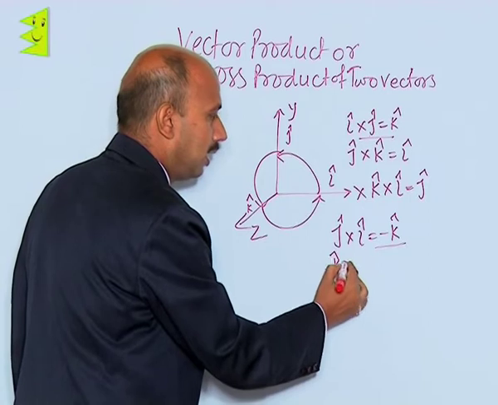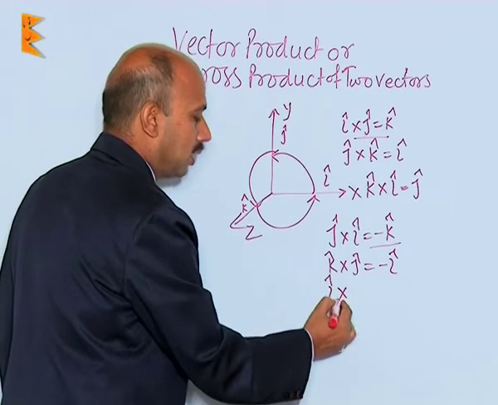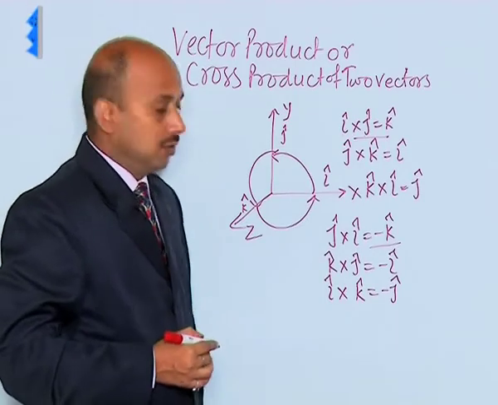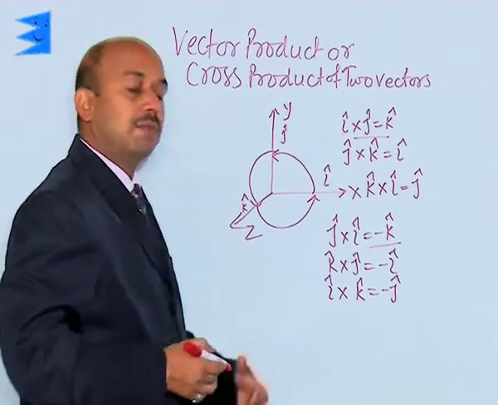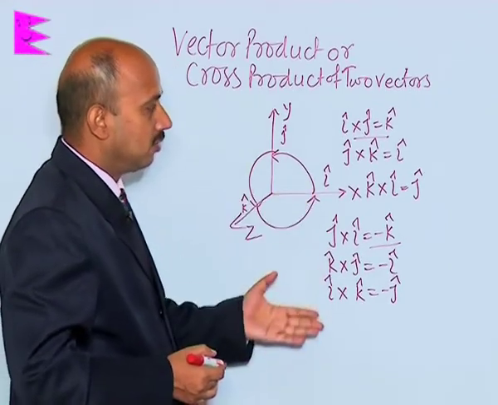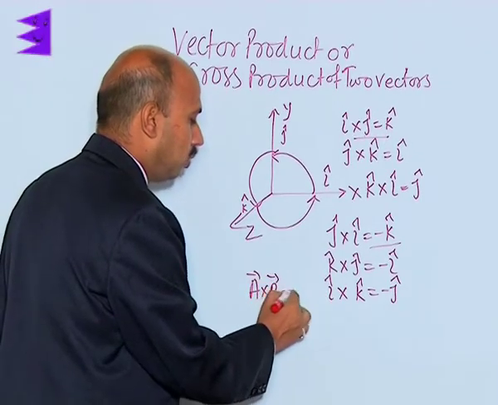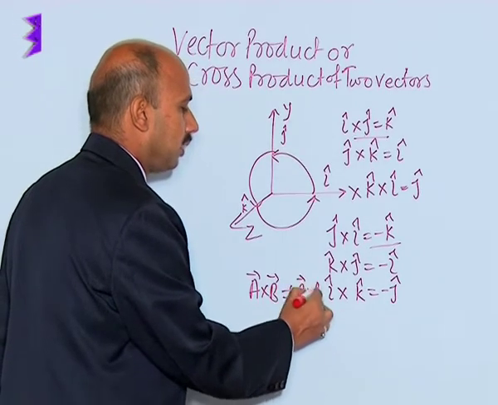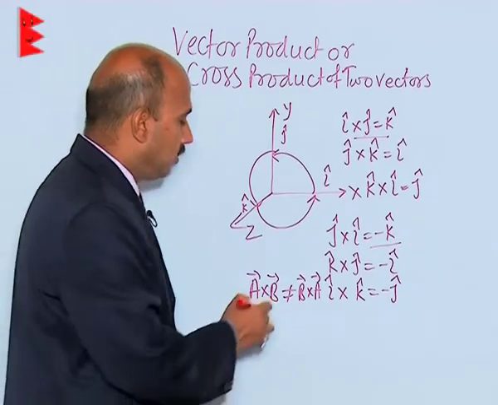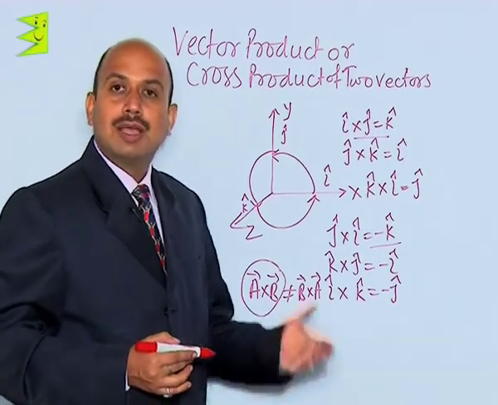Similarly, you can write k cap cross j cap is equal to minus i cap, and i cap cross k cap is equal to minus j cap. All these cross products are perpendicular to the two vectors. From here we can also say that A cross B does not equal B cross A. So it does not obey the commutative law, because if A cross B is along j cap, then B cross A will be along minus j cap.